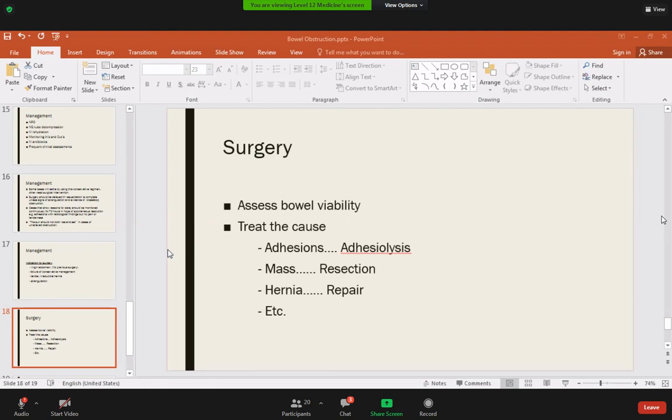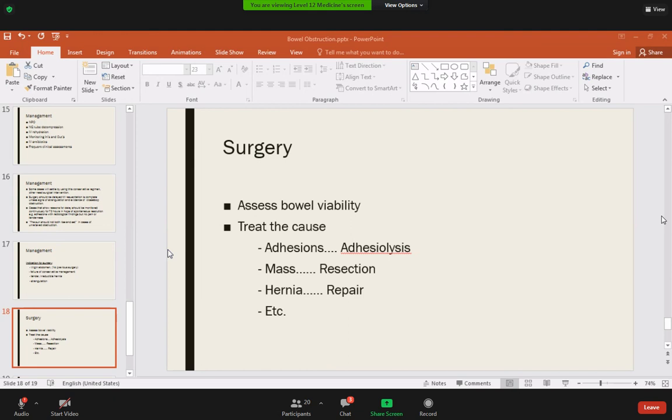If there is a luminal mass, take out that mass. If there is a tumor in some specific area of the gut, resect that segment of the gut and come out. If there is a hernia, reduce the content, check for the viability of the gut, and then repair the hernia. So whatever is the cause, you have to treat the cause.